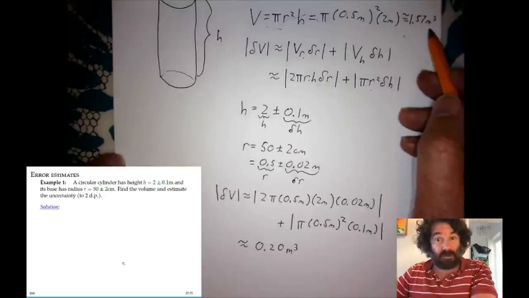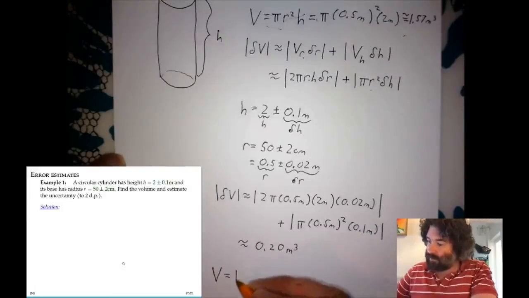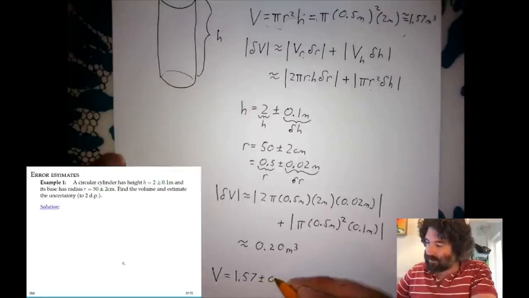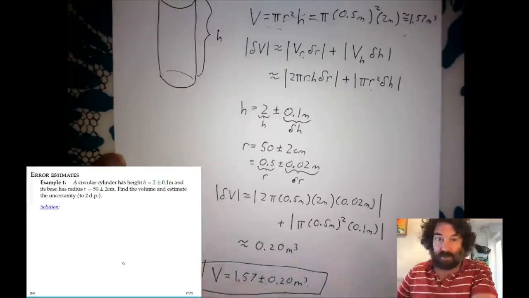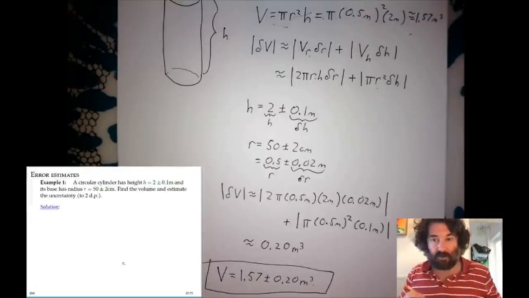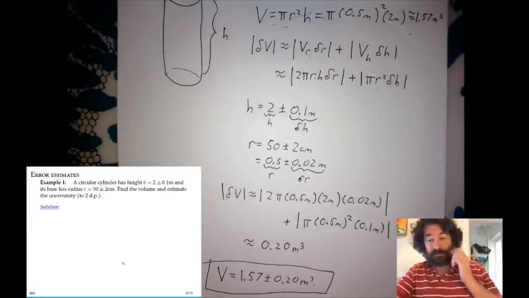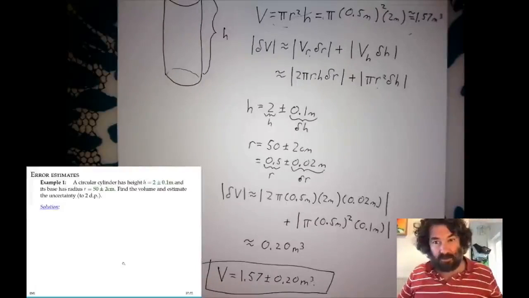The volume we calculated was here, and so we write that V is 1.57 plus or minus 0.20 cubic meters. So we've estimated the size of the error in this calculated volume based on the measurements. Okay, so this is one example. I'm going to do one more sort of similar example.